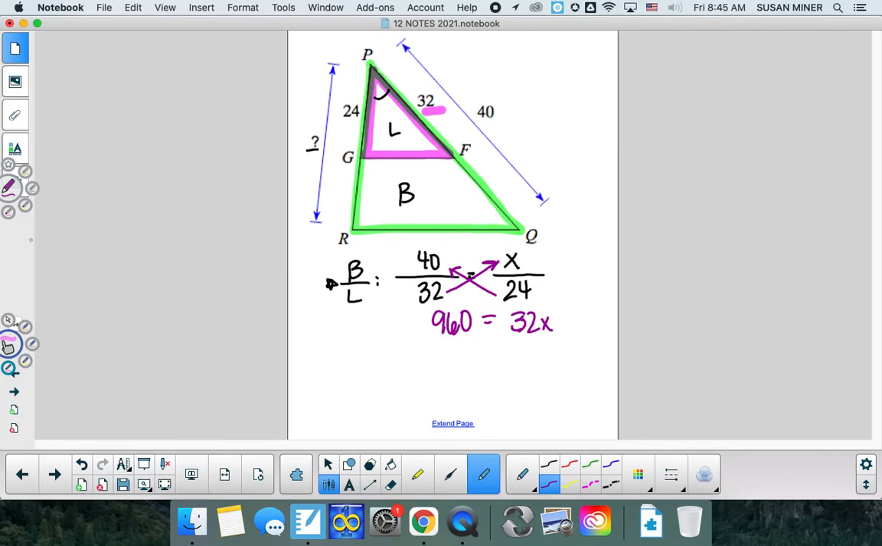And now I have an equation. Once I cross multiply, this is just a small one step equation. I solve for x, divide 32 on both sides. That's going to cancel. X is equal to 960 divided by 32, which gives me 30. And so the missing side length over here would be 30 then.